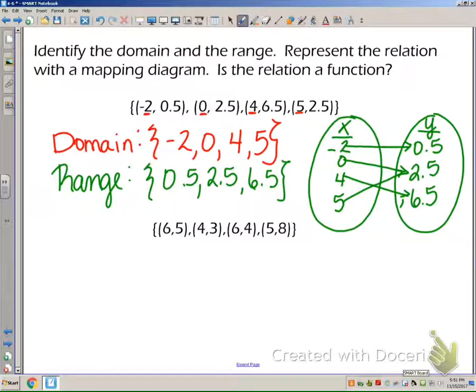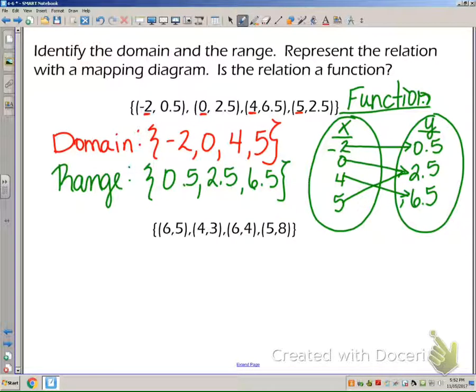So we learned earlier in this chapter that a relation is a function if each input is paired with only one output. So the input -2 is only paired with one output. The input 0 is only paired with one output. The input 4 is only paired with one output. And the input 5 is only paired with one output. So yes, this is a function.